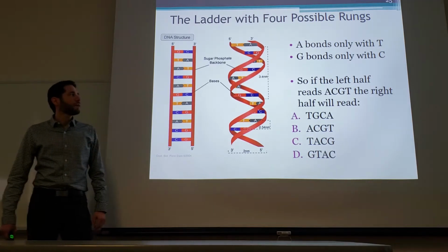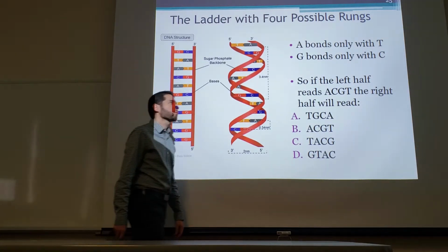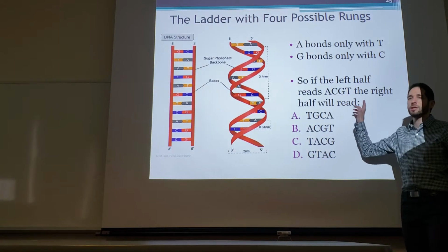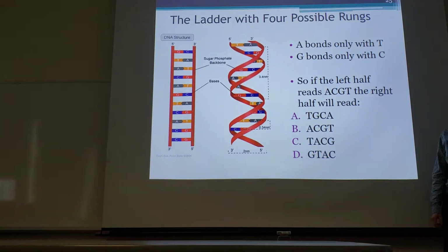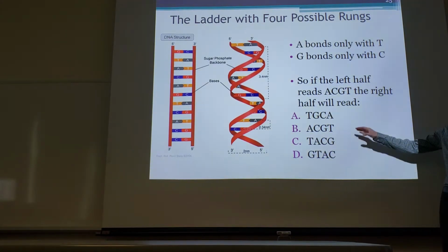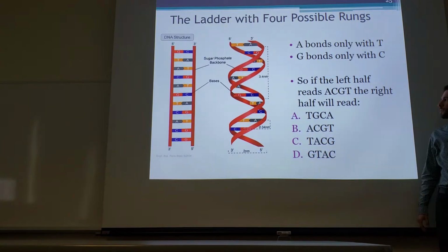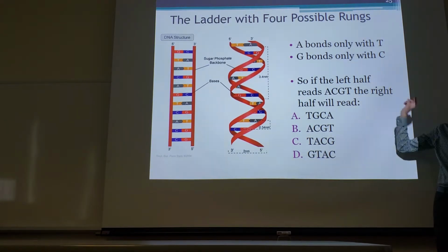So if I gave you the left half, you could make the right half, right? So let's say the left half reads ACGT. The right half will therefore read what? And so TGCA, ACGT, TACG, or GTAC. Which, if the left half is ACGT, what will the right half be?